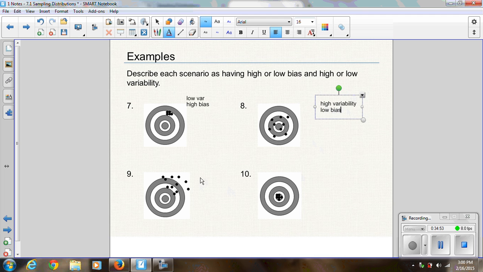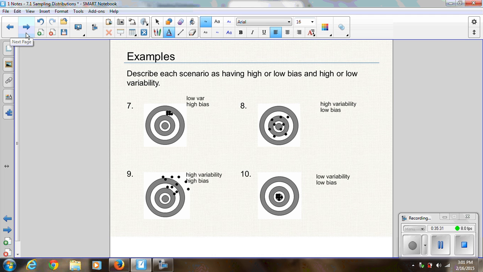And number 9, this is like the worst case scenario. The dots are spread all over the place, telling us we have high variability. We also have high bias because we're not on center. So this, again, is the worst case scenario. Number 10 is the best case scenario because we have low variability. All of our results are very close to the center. They're not spread out very much. And since they're all close to the center, we also know that we have low bias. So variability deals with spread, bias deals with the center. And that's really all I need you to know in terms of sampling distributions.